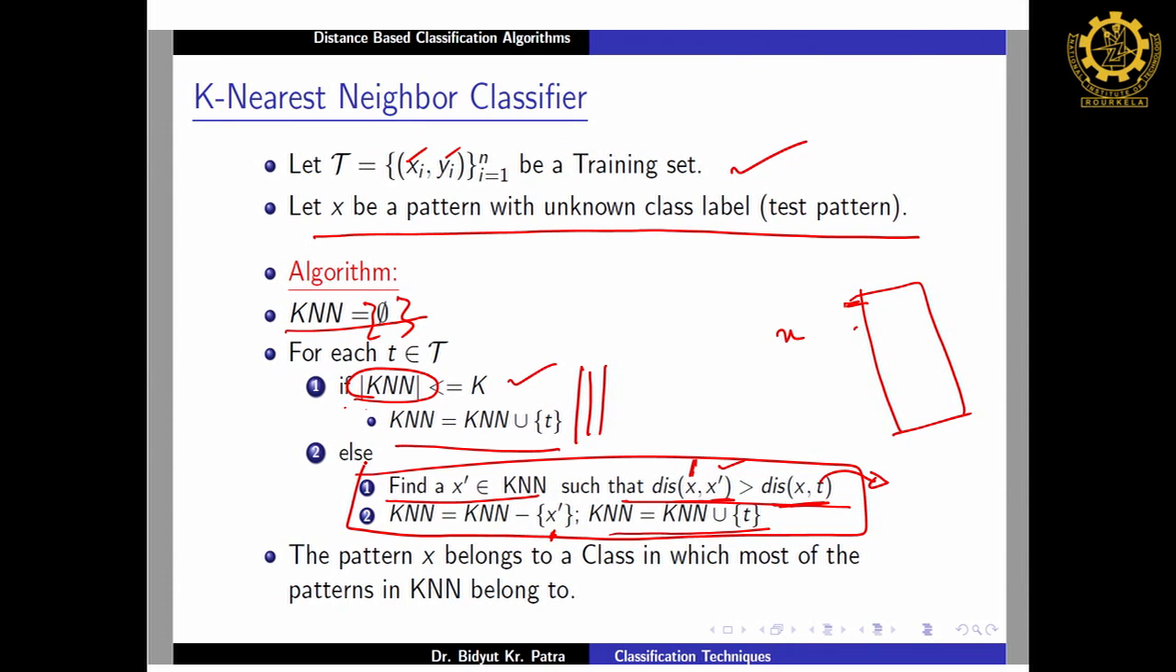And at the end of the day, what you have to do? You have to find the class level. So, you got the 10 points in the KNN set. Now, you see each pattern's class level. That means, you aggregate the objects based on the class level. Let us say out of the 10 KNN objects, 3 belong to class A, 4 belong to class B, and 3 belong to class C. So, 4 patterns belong to class B, so the unknown object's class level will be B. You simply take the majority voting.